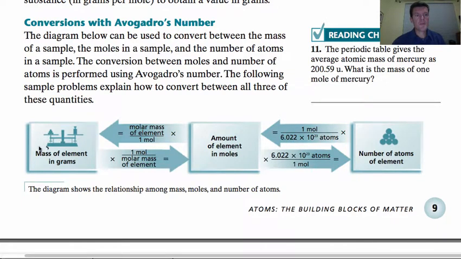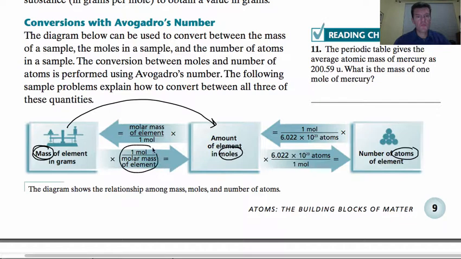So let's say you're given the mass of something. You have 500 grams of something. You've got 200 grams of something. And you want to know, well, how many moles is that? And then you also want to know how many atoms would that be? Well, if you have mass and you want to go to moles, then you're going to take and divide by the molar mass.